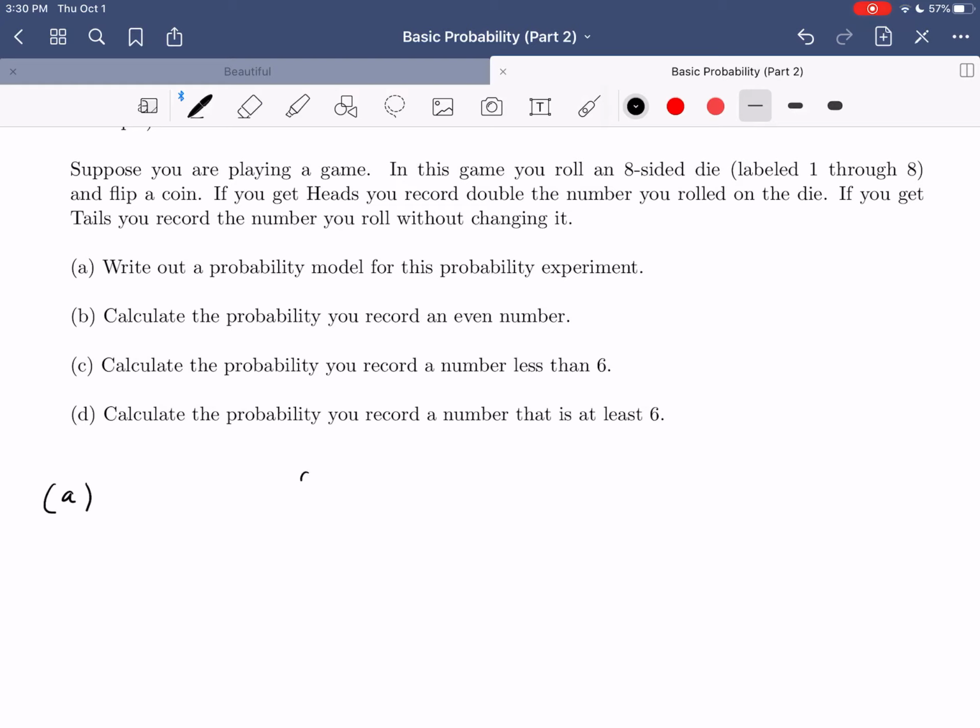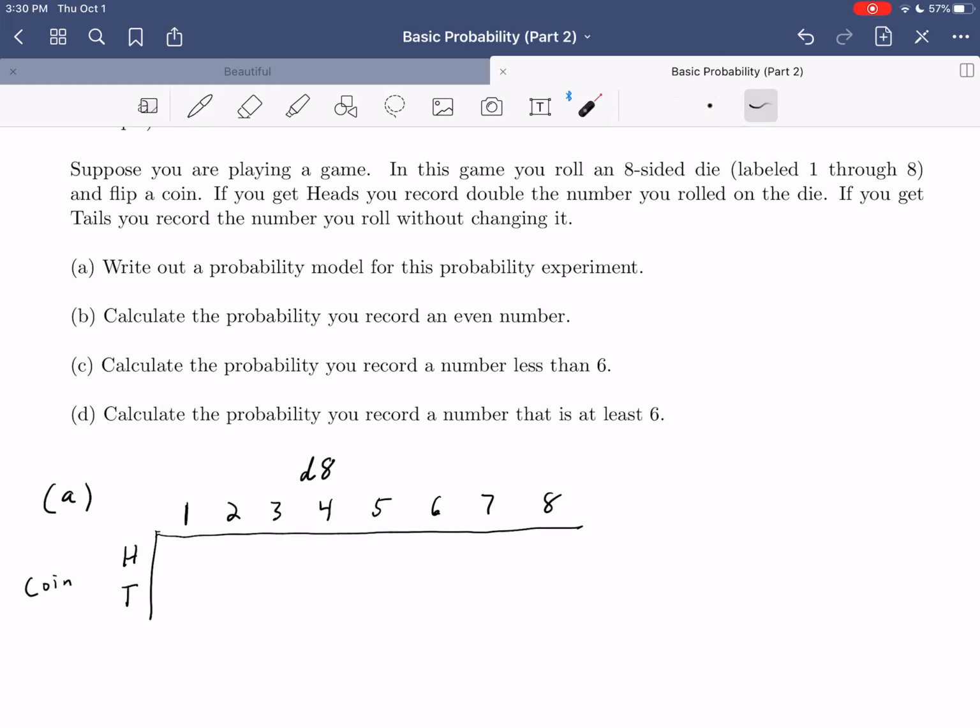Let's put our 8-sided die here, and go 1, 2, 3, 4, 5, 6, 7, 8. Those are all the possibilities that can show up on the die. And let's put the coin over here, which can be heads or tails. Notice that all this stuff up here is what happens on the die, all the stuff over here is what happens on the coin, and we're going to fill in the inside of this with the actual result of the game, or the result under these rules.